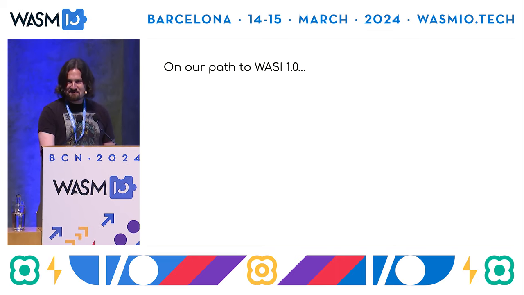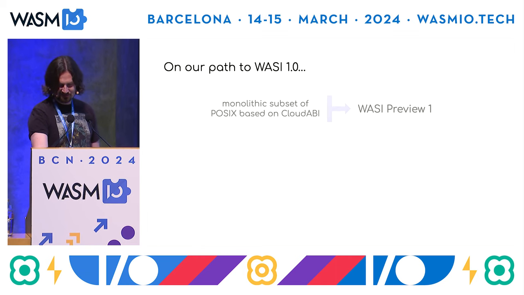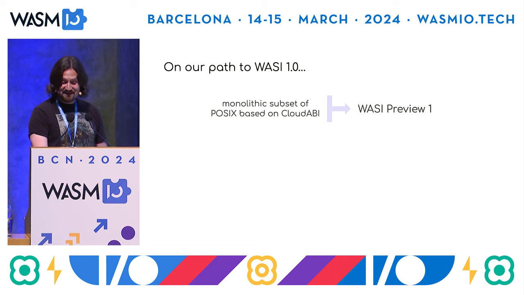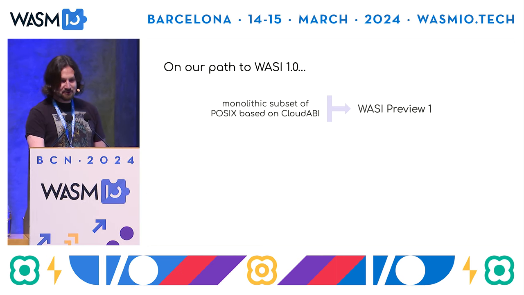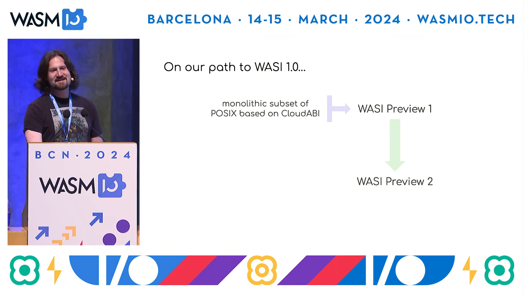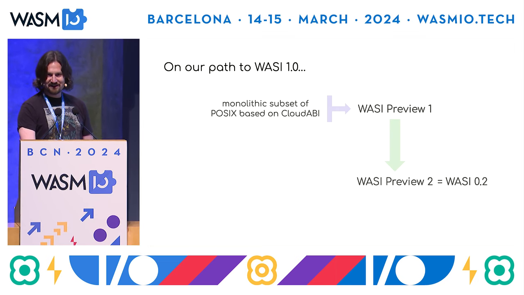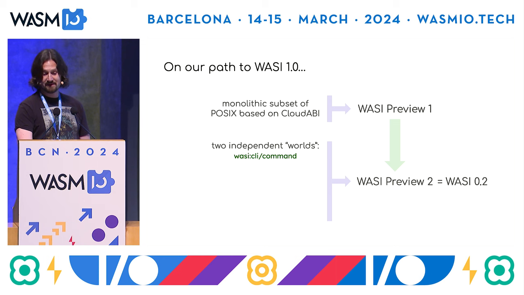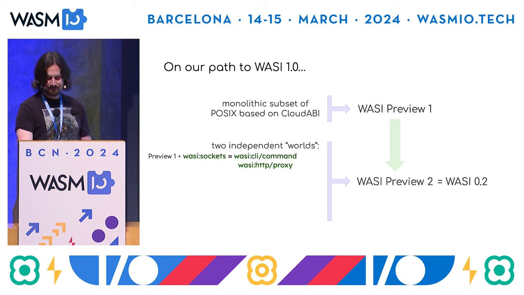So, on our path to WASI 1.0, we started with WASI Preview 1, which contains a monolithic subset of POSIX based on Cloud ABI. And then we did a whole bunch of work to release WASI Preview 2 this January. And in the spirit of Semver, we've taken to calling that WASI 0.2. And it contains two independent worlds, a CLI command world, which you can think of as Preview 1 plus sockets, and an HTTP proxy world.